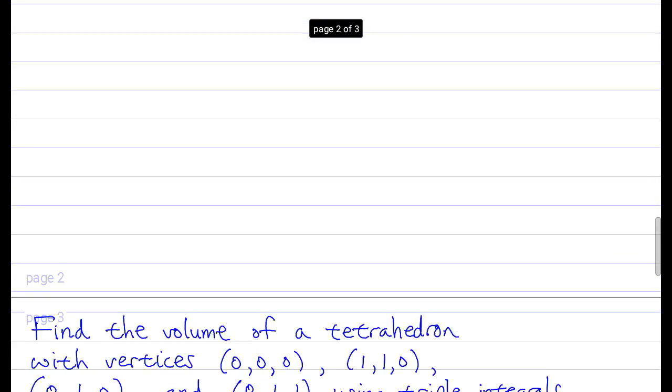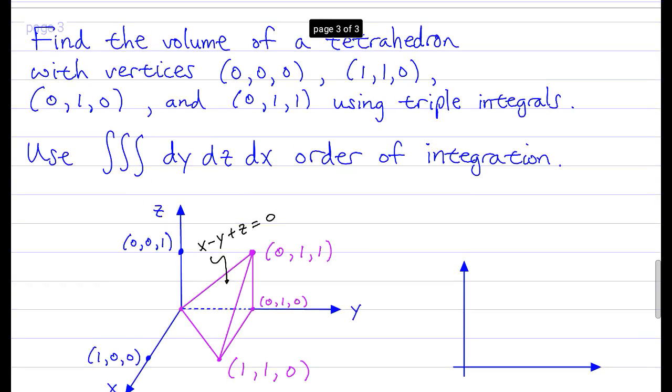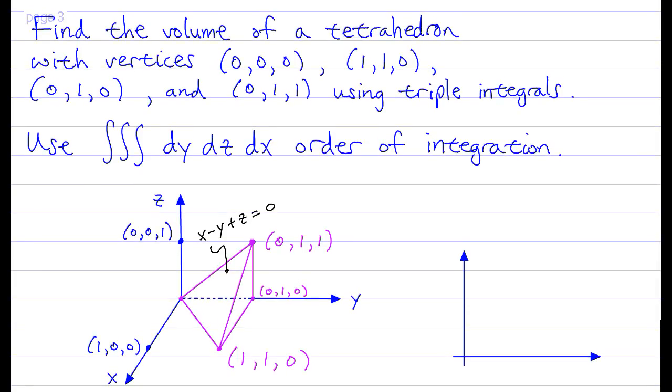Let's try one more way to integrate to do the same problem. It's kind of overkill. We're doing the same problem 3 times. Now we're going to use dy, dz, dx order of integration, which is probably, I think for this problem, the toughest one. But it's really not that much harder. We're going to use the same process as we did for the other two orders of integration.